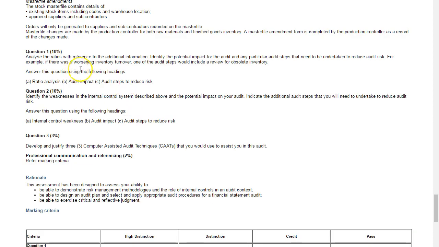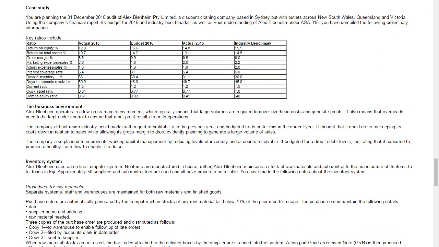Okay, let's look at each question. Question 1, as you can see, is about using analytics as a planning tool that identifies potential issues that could impact on audit risk. This is covered in topic 5 and chapter 5 of the textbook. The first part of this question is asking you to analyse each ratio listed, and you can see them all listed here. It's asking you to look at considering its actual performance in 2015 and 2016 against budget and industry benchmark and other related ratios on the table. And importantly, any other important information in the question, like the information here in business environment.